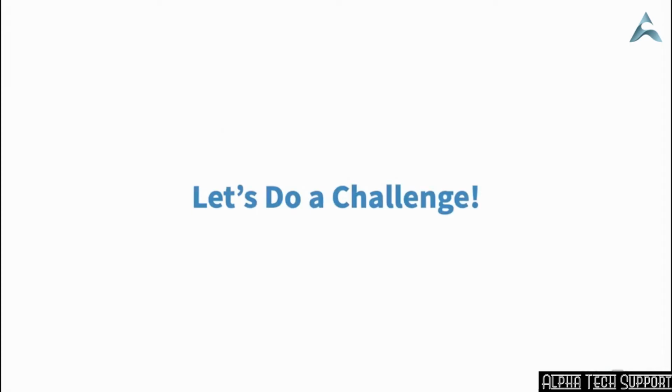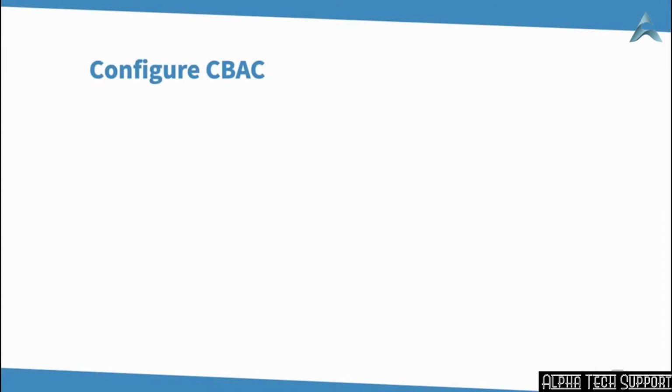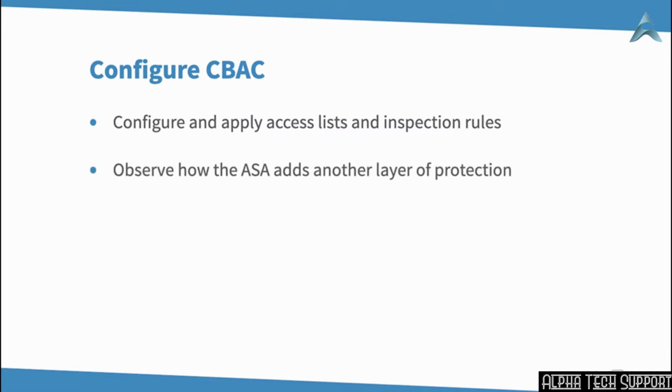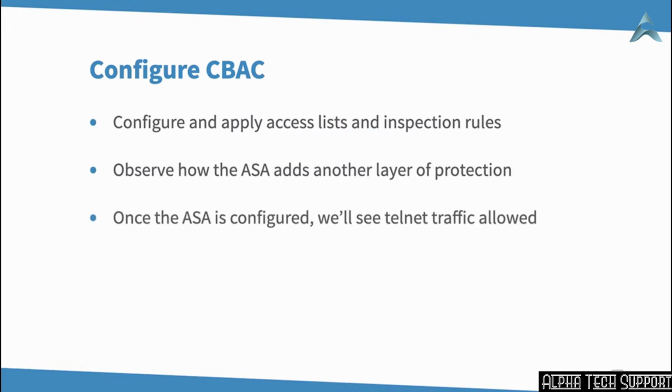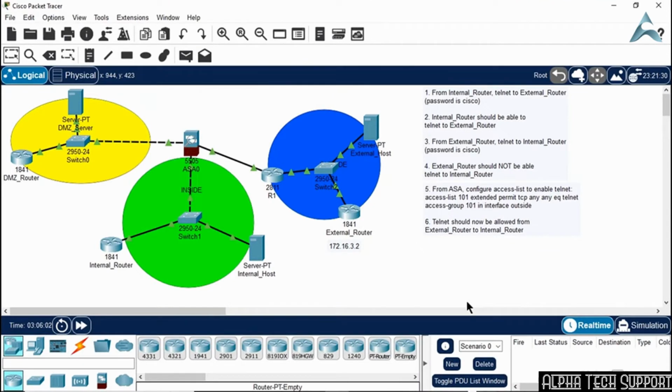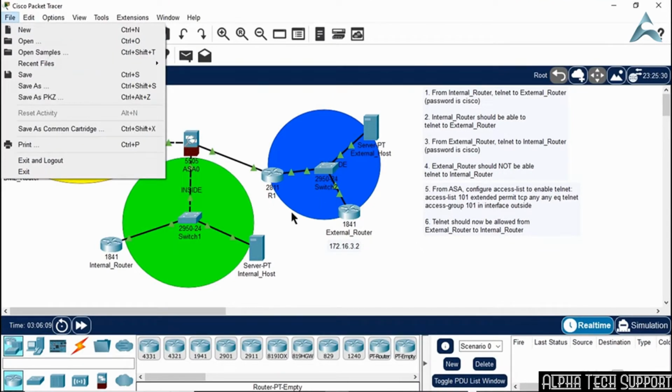Let's do a challenge. In this challenge, we'll do a basic firewall configuration using content-based access control to allow telnet traffic. You'll configure and apply access lists and inspection rules to the interfaces. You'll see how the ASA adds another layer of protection. And once the ASA is configured, we can see that the telnet traffic will be allowed. We'll finish up by seeing how content-based access control inspection keeps track of the sessions. You'll find the instructions on the challenges worksheet, but let's get you started.